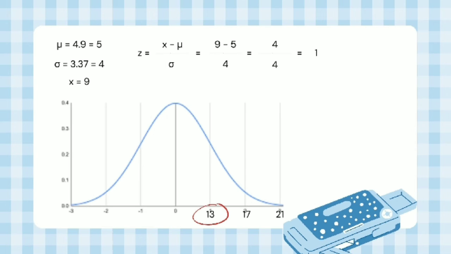We'll use the formula z equals x minus the population mean over the population standard deviation to obtain the number that corresponds to x equals 9. Let us now substitute our given values: 9 minus 5 over 4 equals 4 over 4, or 1. According to the illustration, an x equals 13 corresponds to a z equals 1 above the mean. As a result, the time of 13 hours is above average when compared to the norm.